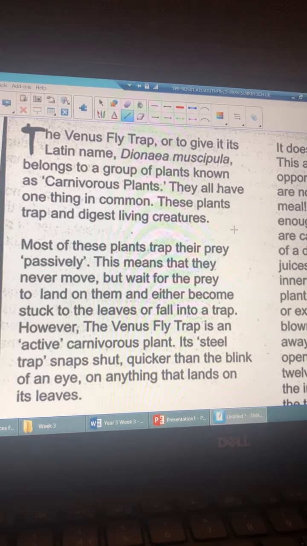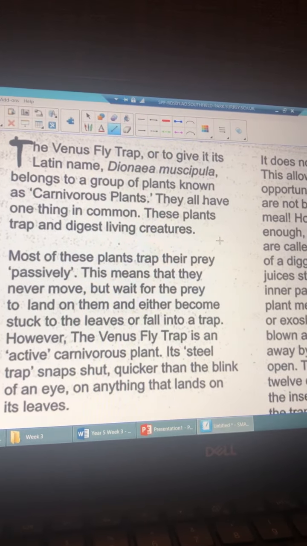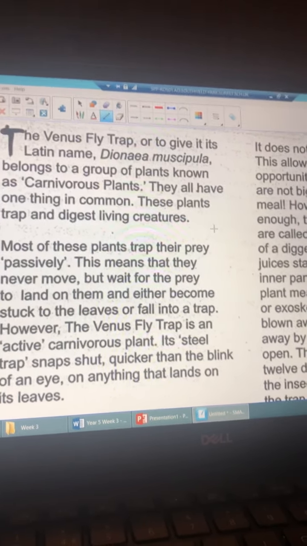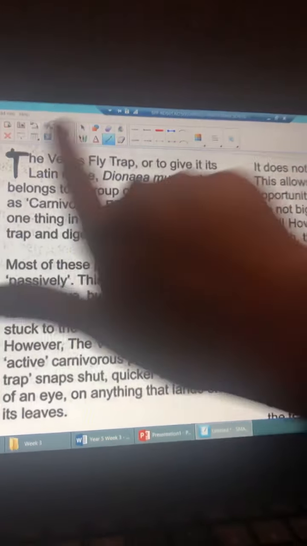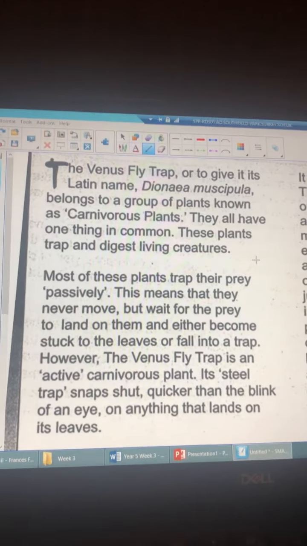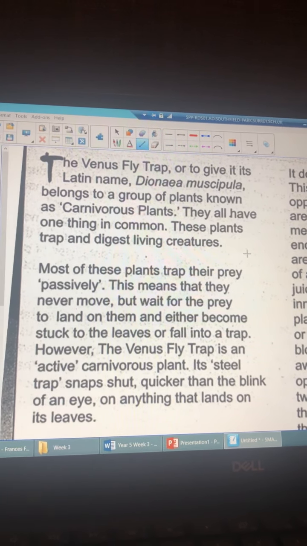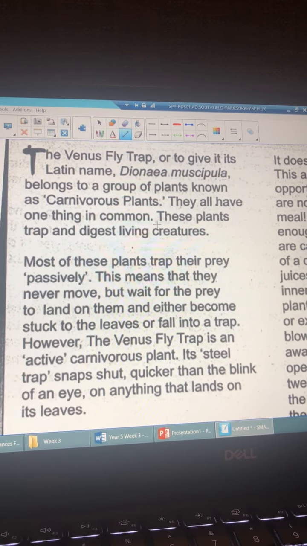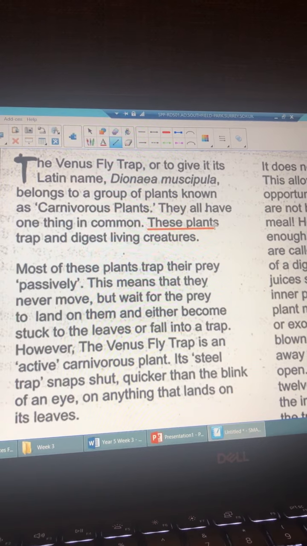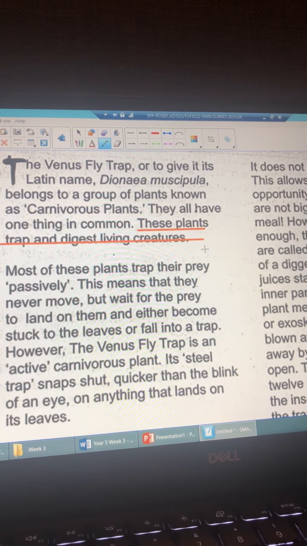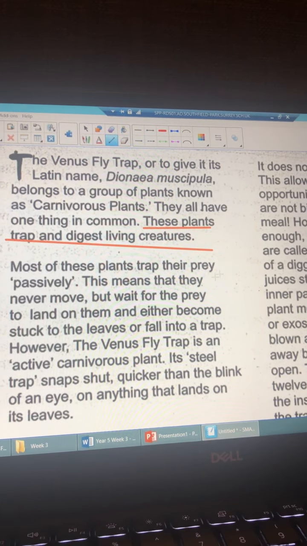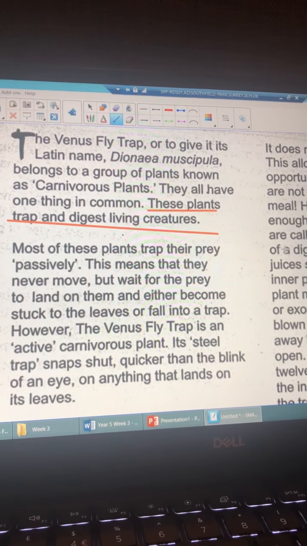So in my pre-reading, I need to think about what a Venus flytrap is. So I know, just from having a read of this first paragraph, that it is some form of plant. Now, the type of plant tells me down here, it says these plants trap and digest living creatures. That's a really important piece of information for me.